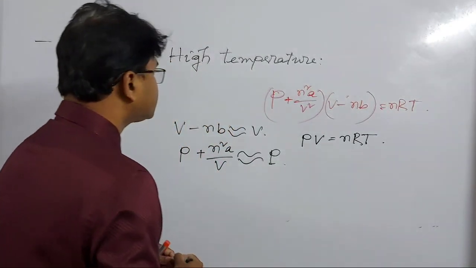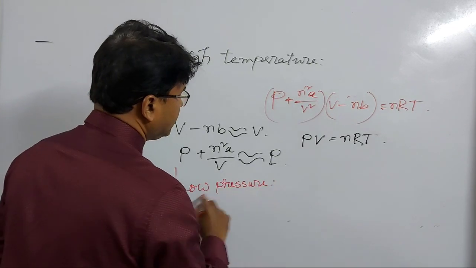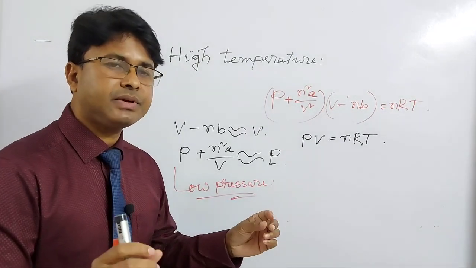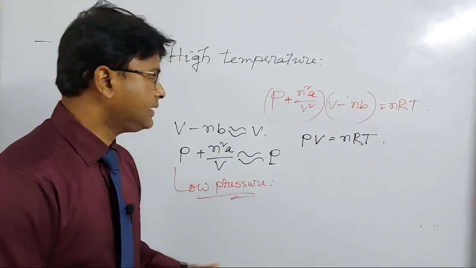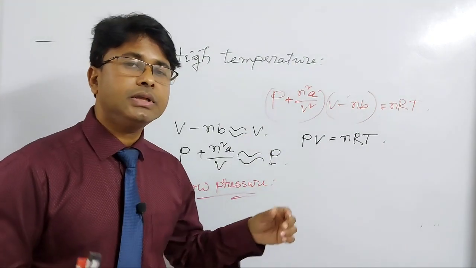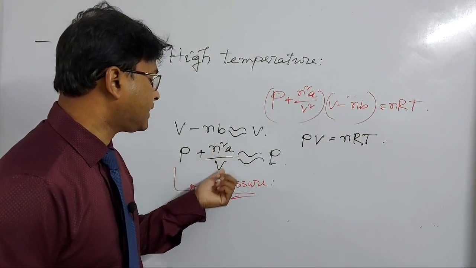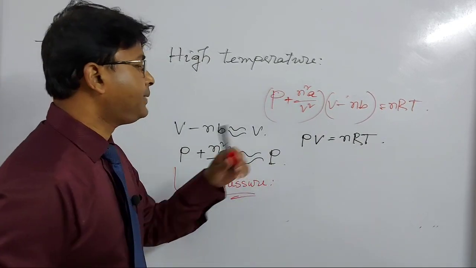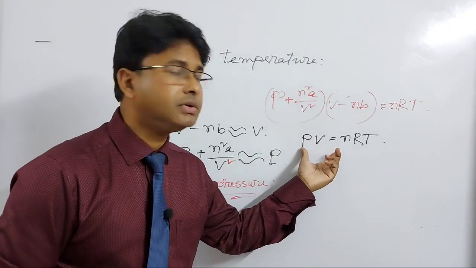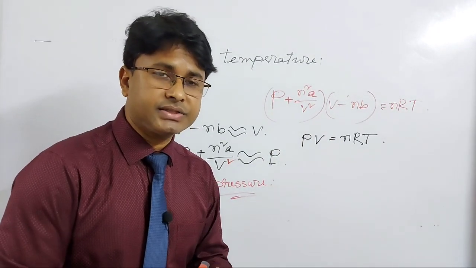And again, at low pressure, the kinetic energy of gas will increase and the gaseous molecules go far from one another. In that case, V minus nb is near about V, and also the intermolecular force becomes negligible. That's why P plus n square a by V square is near about P. So I can say at low pressure, the van der Waals equation also converts to PV = nRT. I mean, the van der Waals equation will also convert into the ideal gas equation.